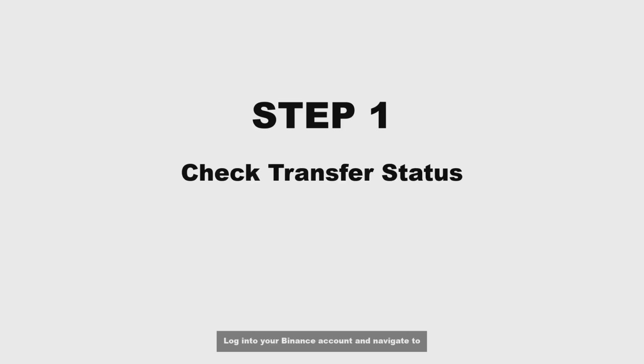Resolving pending transfers on Binance can be straightforward if you follow the right steps. Here is a simple guide to help you through the process. Step 1. Check transfer status. Log into your Binance account and navigate to the wallet section. Look for the transaction history to check the status of your pending transfers. This will help you understand if the transfer is still processing or if there are any issues.